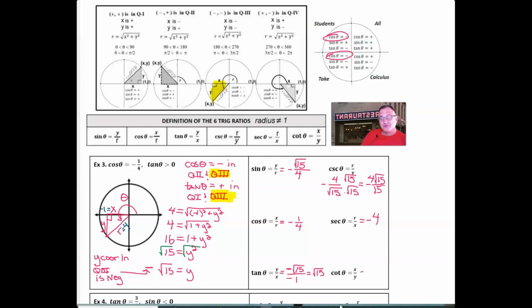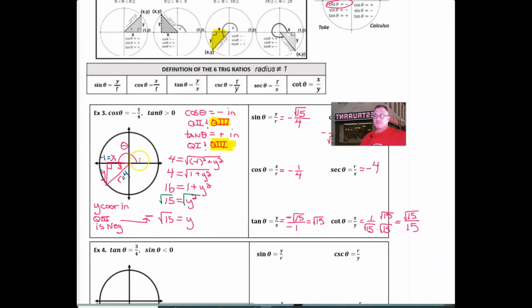Now when you flip the square root of 15, it becomes 1 over root 15. So we rationalize it and we get root 15 over 15. And that is positive. Okay. All right, last one.